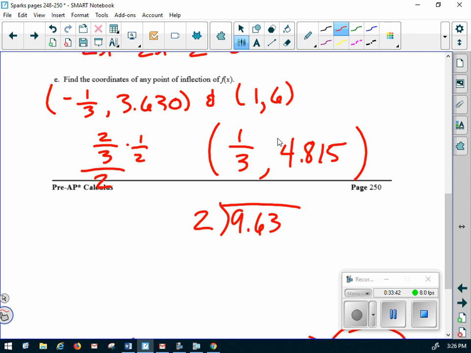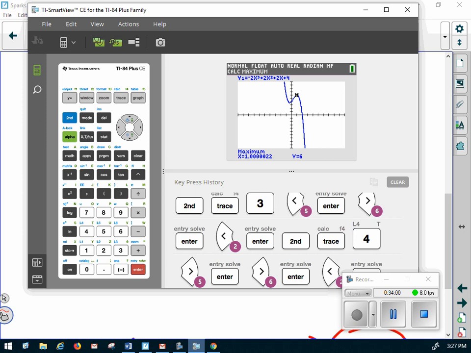Let's see. 4.815 times 2, that's 9.63. Yeah, that's right. There's your point of inflection. Now let's see if that makes sense. 1/3 and 4.8-ish. Does that make sense here? Right in this area right here? That's pretty good. I'm happy with that.